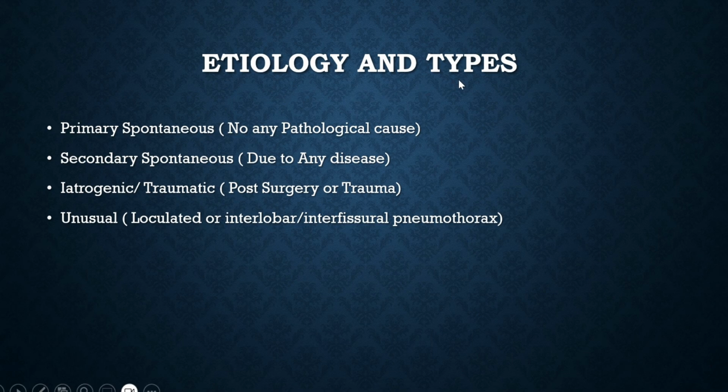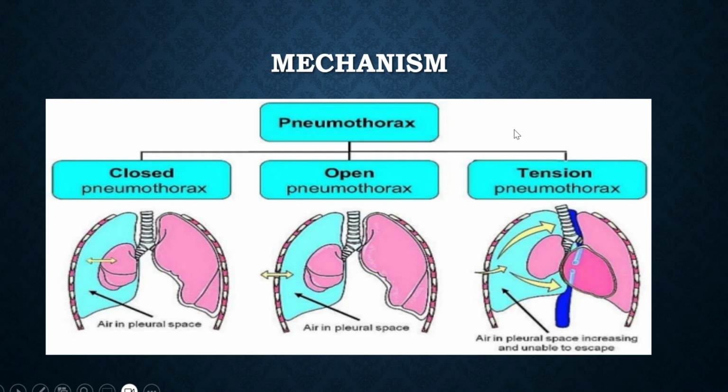Depending on the etiology, the types are the primary spontaneous type, secondary spontaneous type, iatrogenic or traumatic, and unusual type. In the primary spontaneous type, there is no pathological cause, whereas in the secondary type, there is an underlying disease like COPD, emphysema, bulla, or any other cause. In the iatrogenic or traumatic type, there is a history of surgery or trauma. And the unusual type is the loculated, interlobar or interfissural pneumothorax.